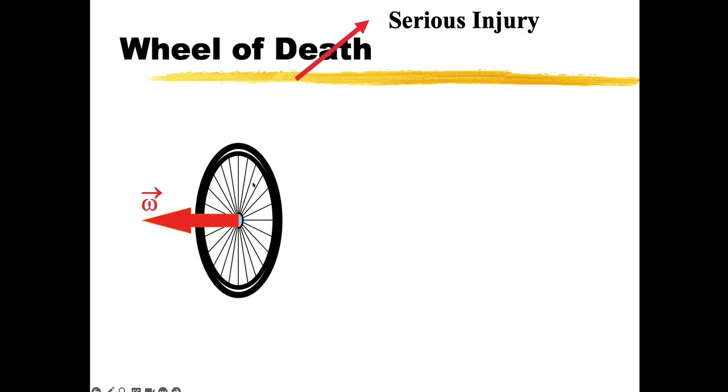But anyways, imagine I have a spinning wheel, right? And I've got my omega. And by the way, if that's the direction of omega, if I stick my thumb in the direction of omega, I have to curl my fingers. That means that this wheel is spinning like this, right? If you're doing your right-hand rule correctly, the wheel is spinning like this, okay?